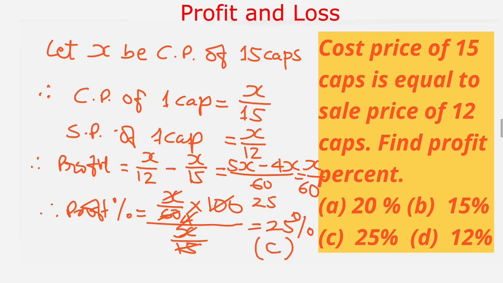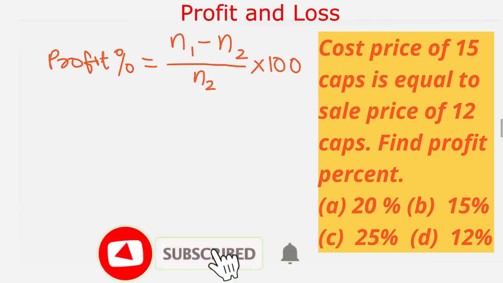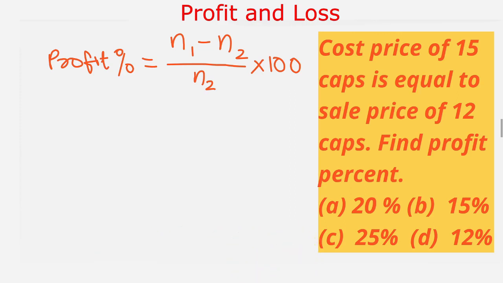Now we solve this question by the shortcut formula method. The shortcut formula is profit percent equals (N1 minus N2) divided by N2 into 100. Here N1 is the number of articles in cost price and N2 is the number of articles in sale price, and we just put in the values and we get the answer.